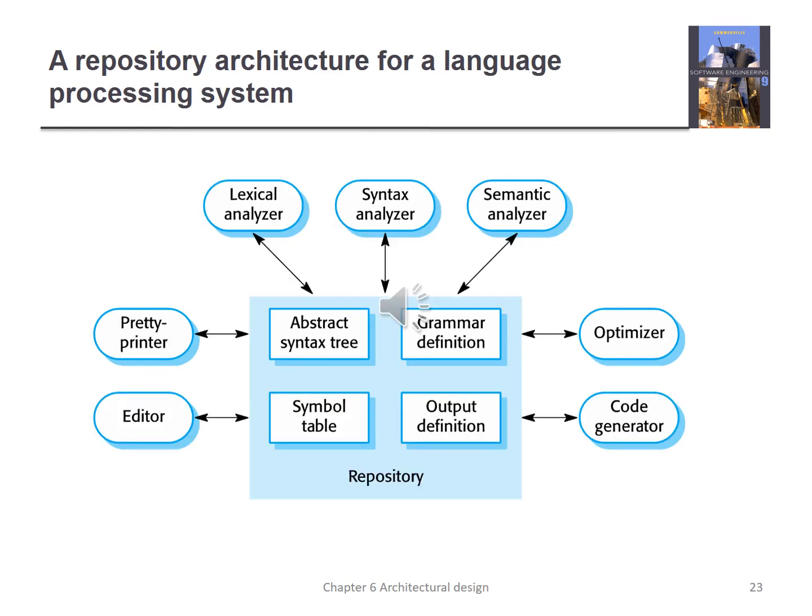This diagram we saw before, in the repository as an example of repository architecture. We said the abstract syntax tree, symbol table, output definition, and grammar definition are all in the repository, and then the programs around it: code generator, optimizer, semantic and syntax analyzers, printer, editor, all around that repository. So we could use it here as a repository architecture for the language processing system, which is the compiler.